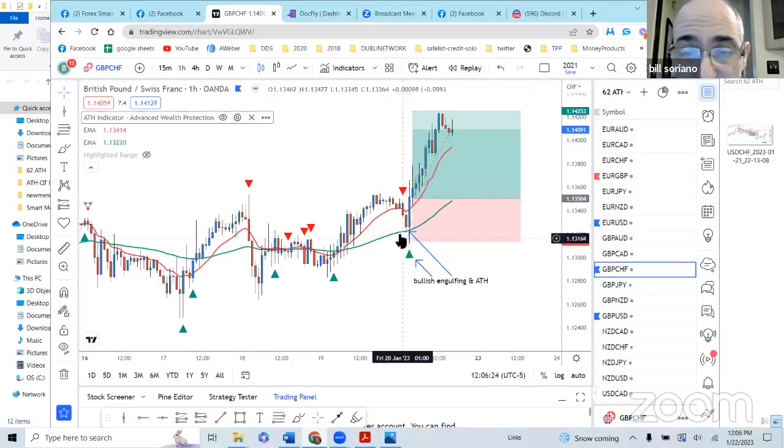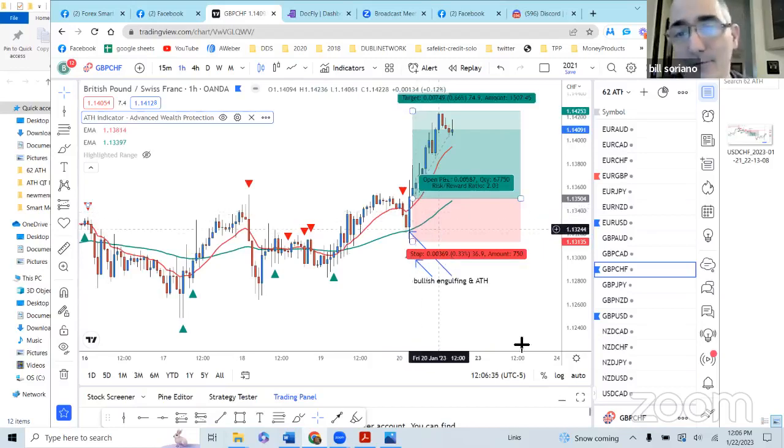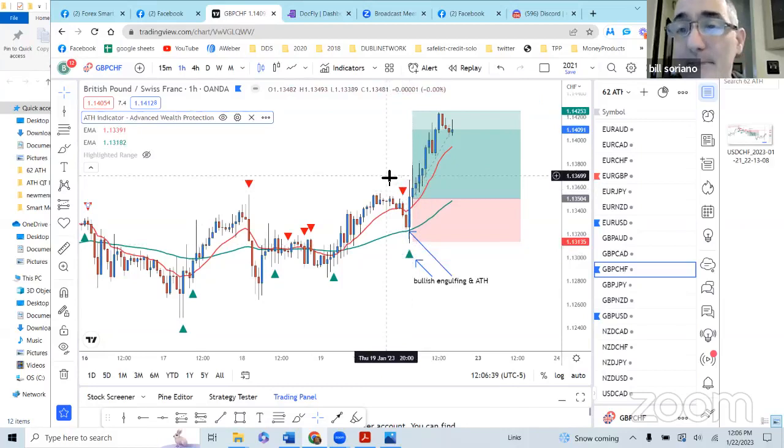Both the wicks are touching and going through this 62. And what do we get? We get an ATH confirmation on the same candle. And look what happens, guys. We get both confirmations on the same candle. Those are the most powerful signals that you will get.